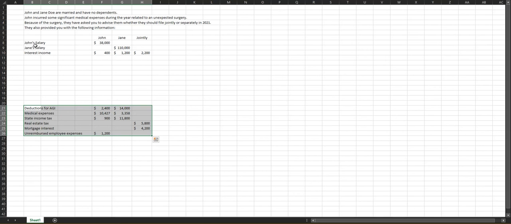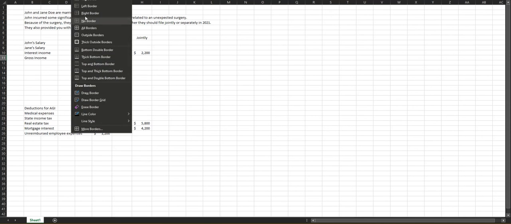So we know John and Jane's income, and we also know what their interest is. From that, we can calculate their gross income just by adding these together.